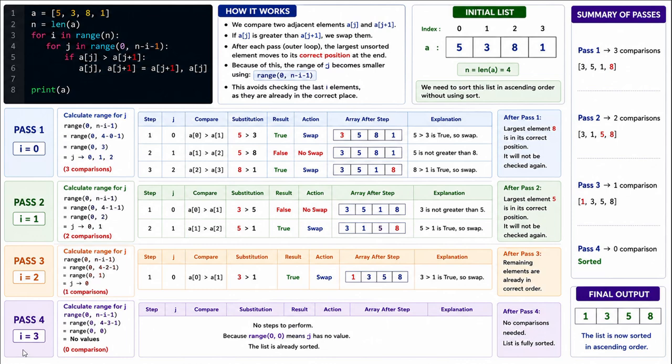Now here we have another one. Pass 4, i equal to 3. Again we have to calculate the range here. Range of 0 comma 4 minus 3 minus 1. It becomes 0. How does it become 0? 4 minus 3 minus 1 means 4 minus 4, which is 0. Here there are no values, so there are no comparisons.